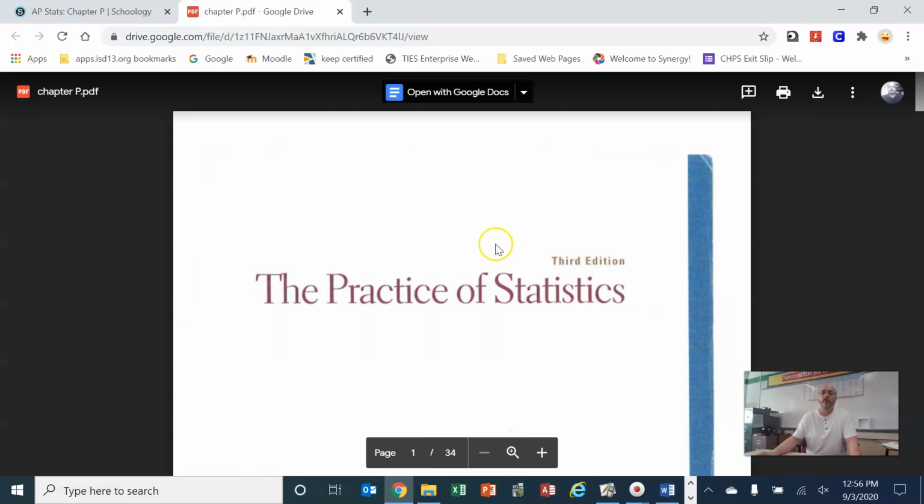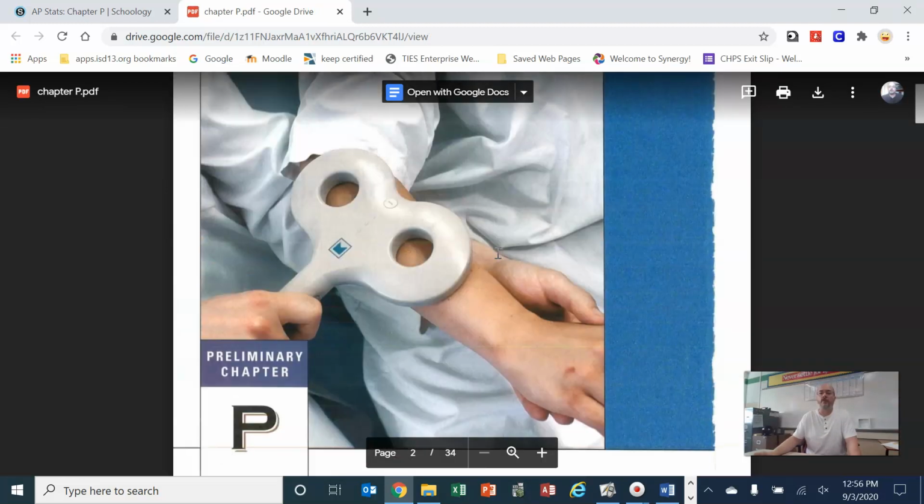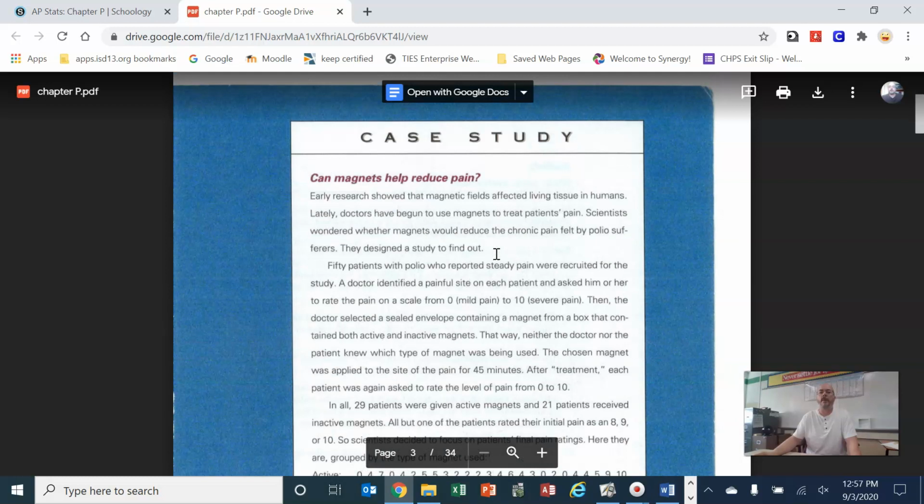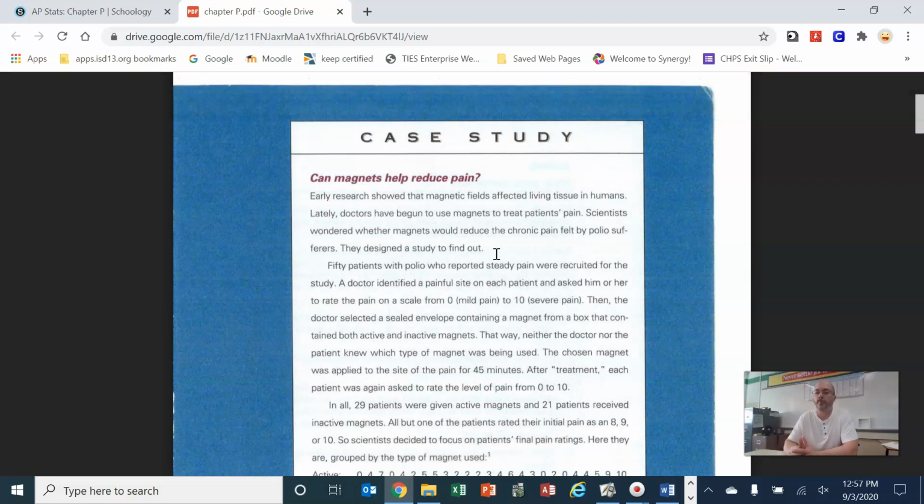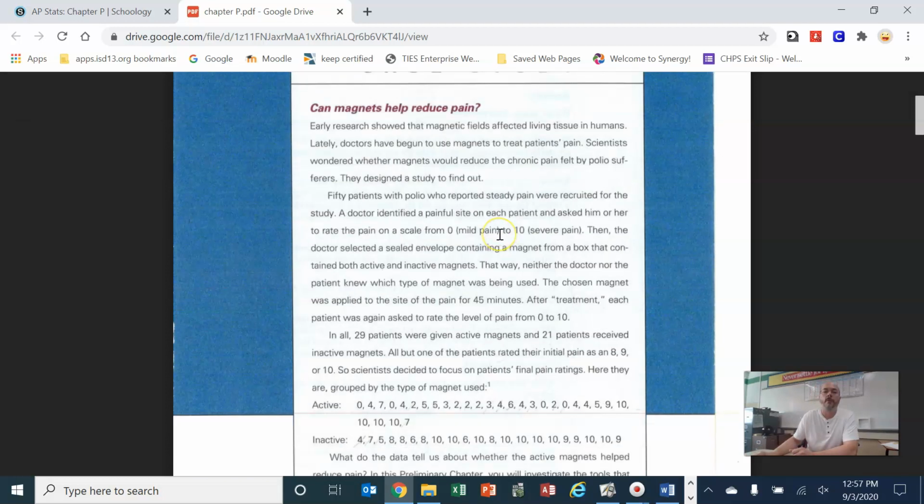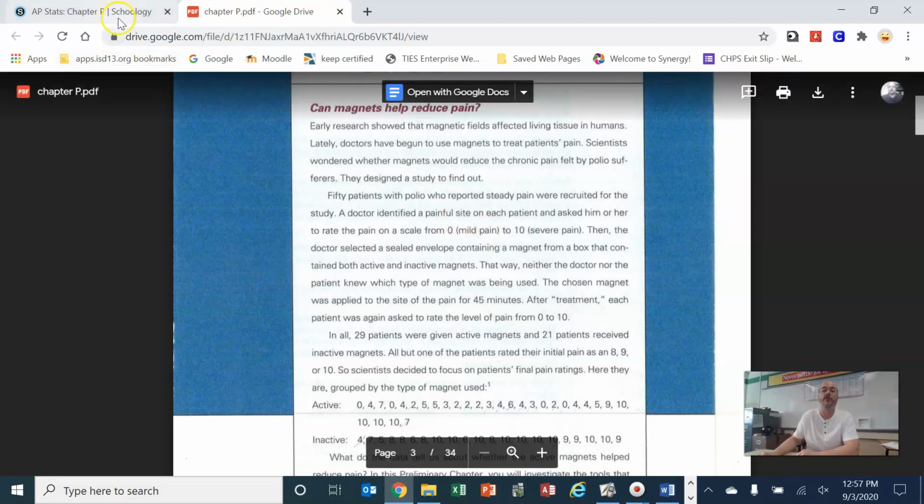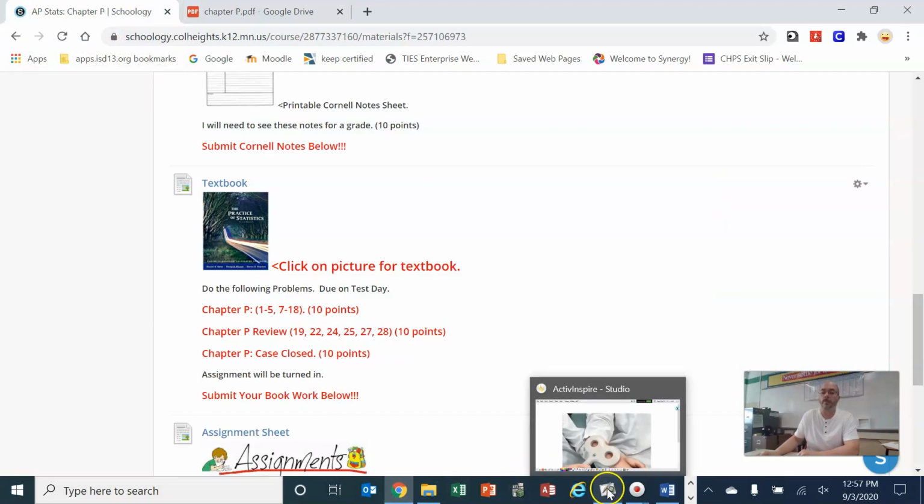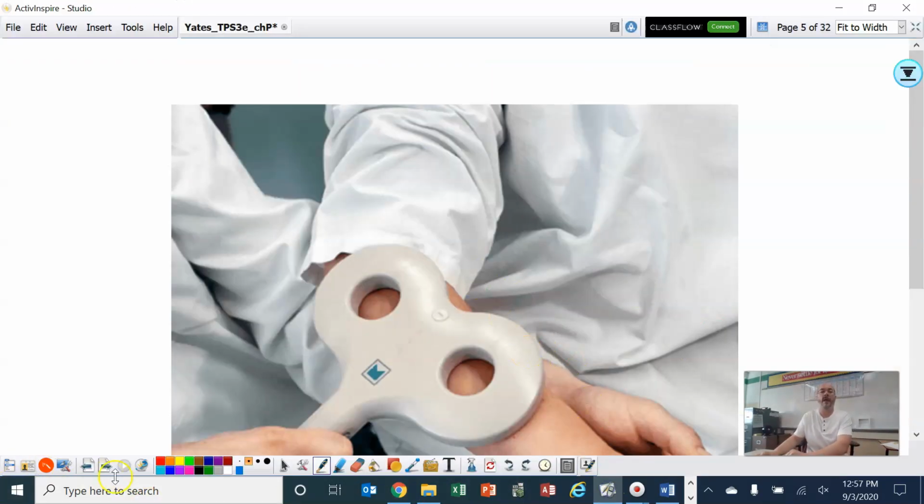And in this case study, we are talking about, can magnets help reduce pain? All right. So I want you to read through that summary. You can pause it now if you want. I don't know how big it is on your screen. You can read it now or you can read it later, but I'm not going to take the time to read through that. And then remember, at the end of the chapter, you're going to be able to answer some questions about that. All right, so let us go back to this. So that will be the case study on magnets.